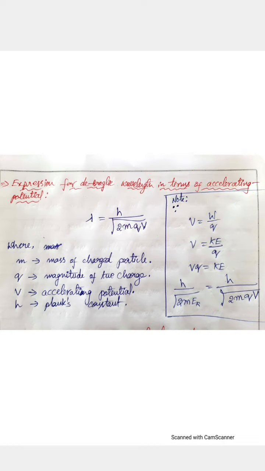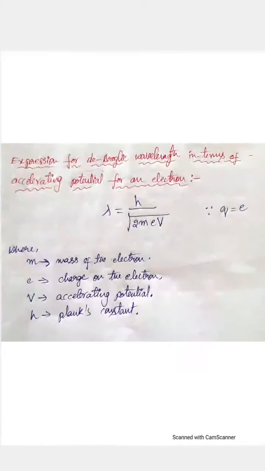In the previous one we got lambda equals h divided by square root of 2m Ek. Here in place of kinetic energy, we have substituted q into V. Just remember this formula only, that is lambda equals h divided by square root of 2m qV.